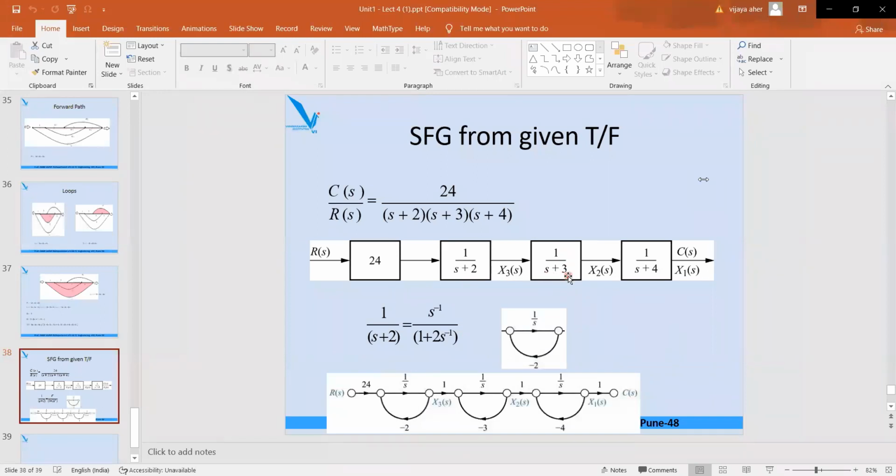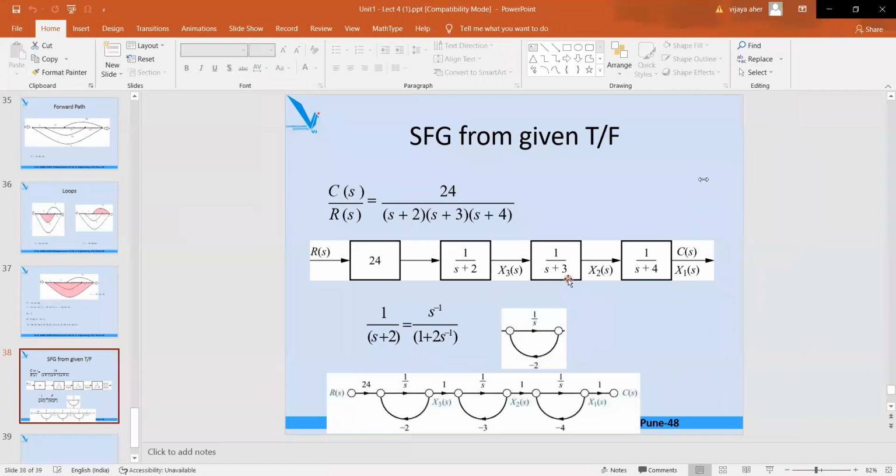So you can write this term 1 divided by s plus 3 is equal to s raised to minus 1 divided by 1 plus 3 into s raised to minus 1. Got it? Simplify, you will get the same term again. There is no change in this term when you multiply with s raised to minus 1. s raised to minus 1 means you are going to multiply with 1 by s. Here also multiply with 1 by s.